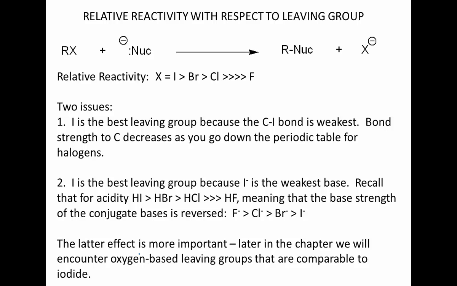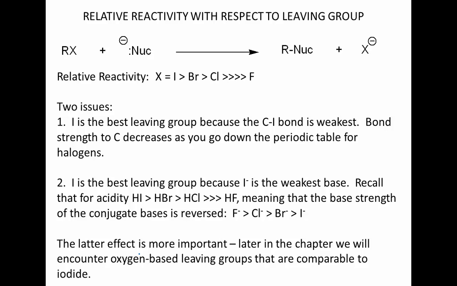Let's look at relative reactivity with respect to leaving group. Okay. And this is true for almost all of the halogens and most of the reactions that they do. The relative reactivity is that the iodide is the most reactive, more reactive than bromide, more reactive than chloride, which is far, far more reactive than fluoride, and fluoride is, for all essential purposes, useless in this reaction.